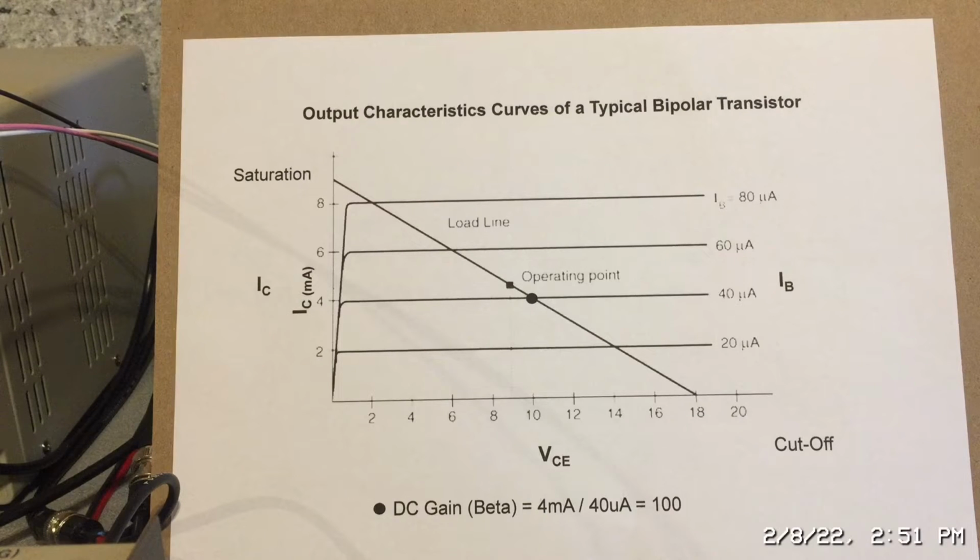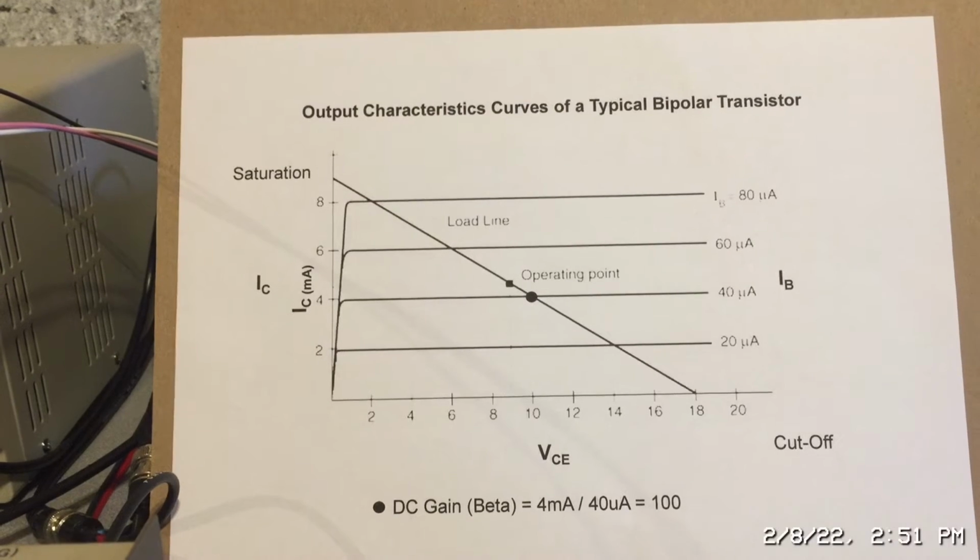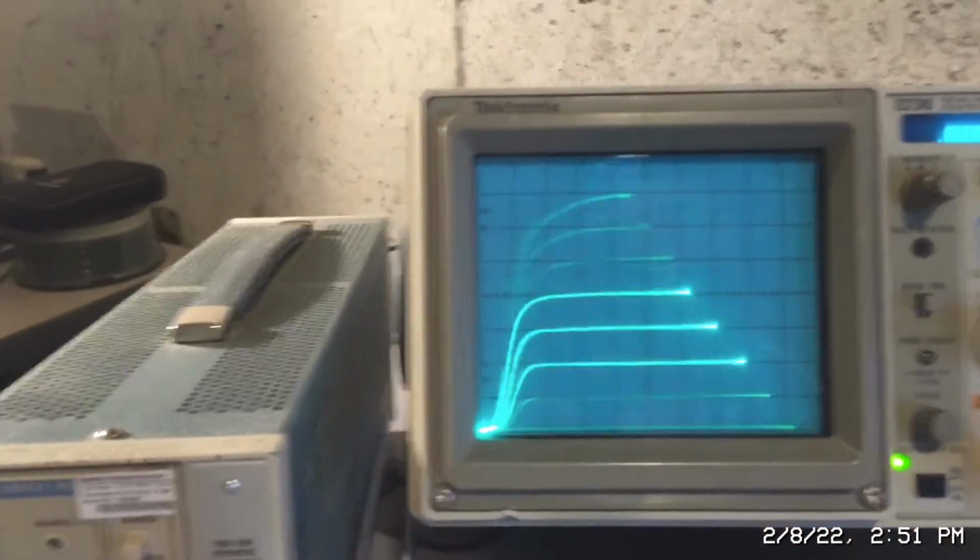It's just a simple ratio between the collector current and the base current. For example, if I had a base current of 1 milliamp and a collector current of 100 milliamps, 100 divided by 1 is 100. Again, that's a simple example of a gain of 100, and this would be the DC gain. So let's go back and take a look at the display on the scope.